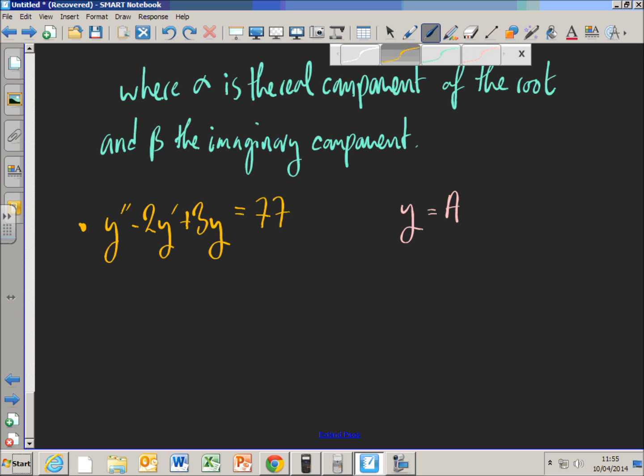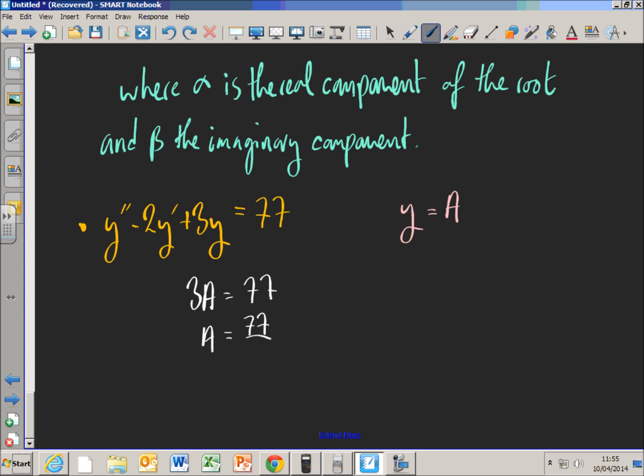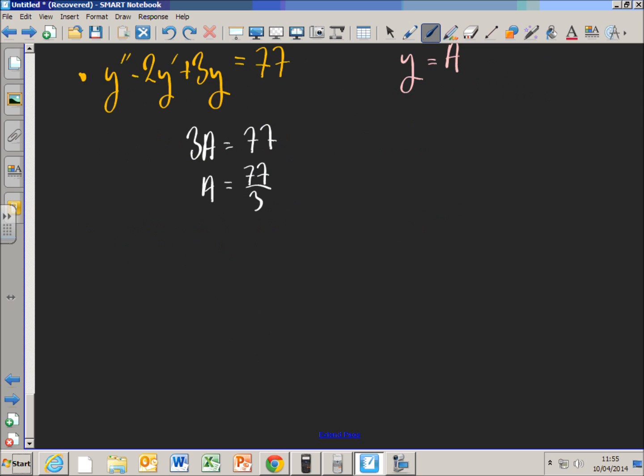Why did you pick 77? So somebody said 75 and somebody said 74. So a equals 77 divided by 3. That's a bit weird, wasn't it? And then, so the general solution?